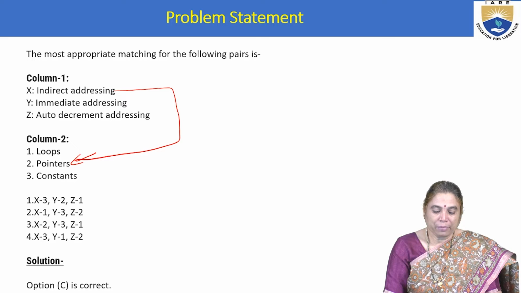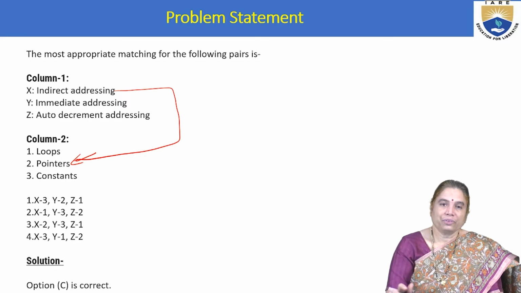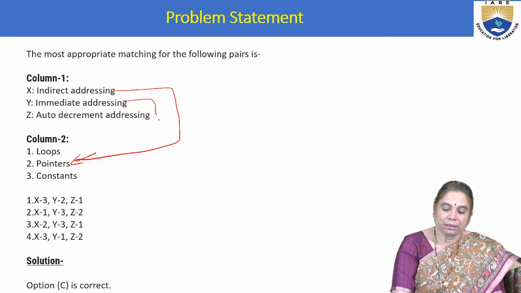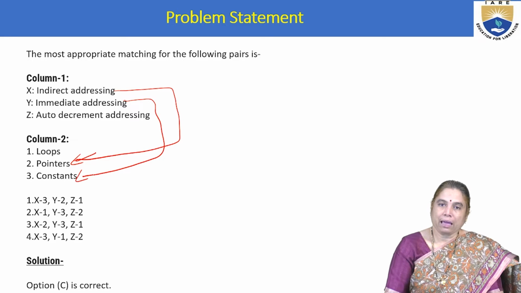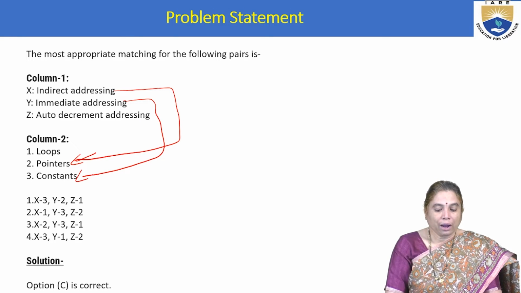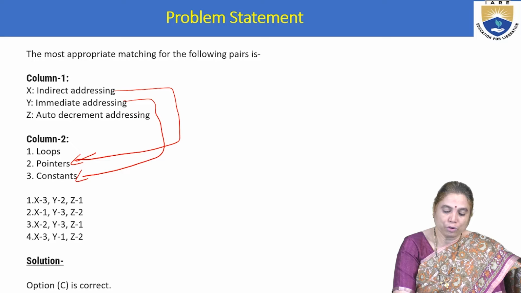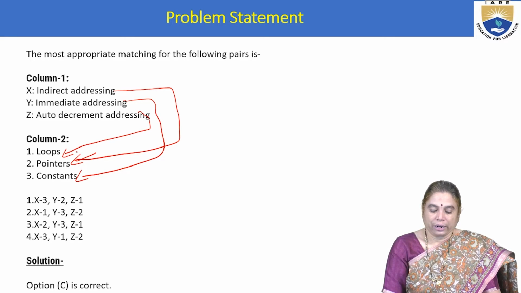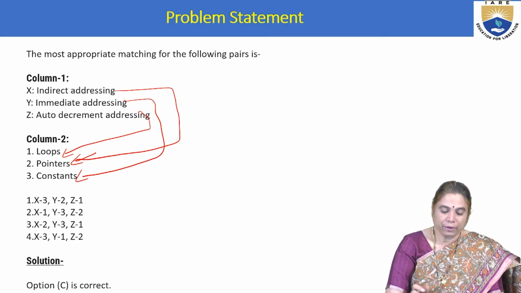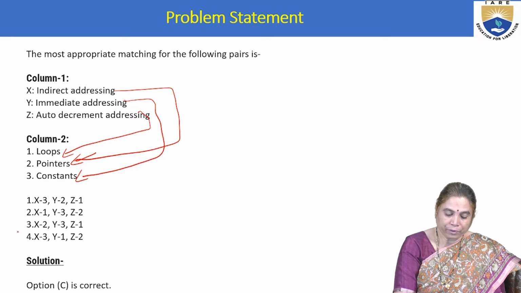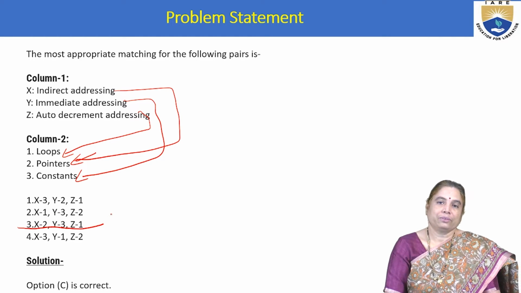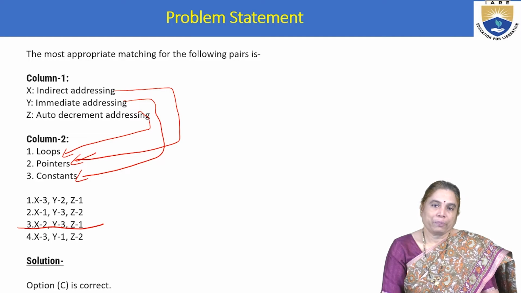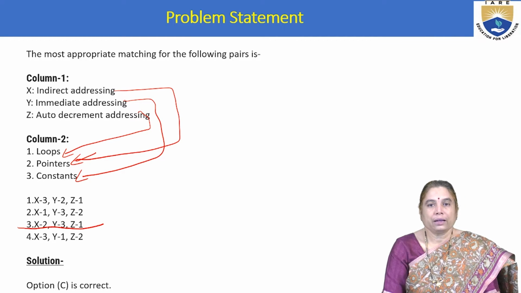Next, for immediate addressing, constants can be the mapping. The value can be immediately available. For auto decrement addressing, loops are the best programming construct. So here X is equal to 2, Y is equal to 3, Z is 1. This is the appropriate matching. So C is the correct answer.